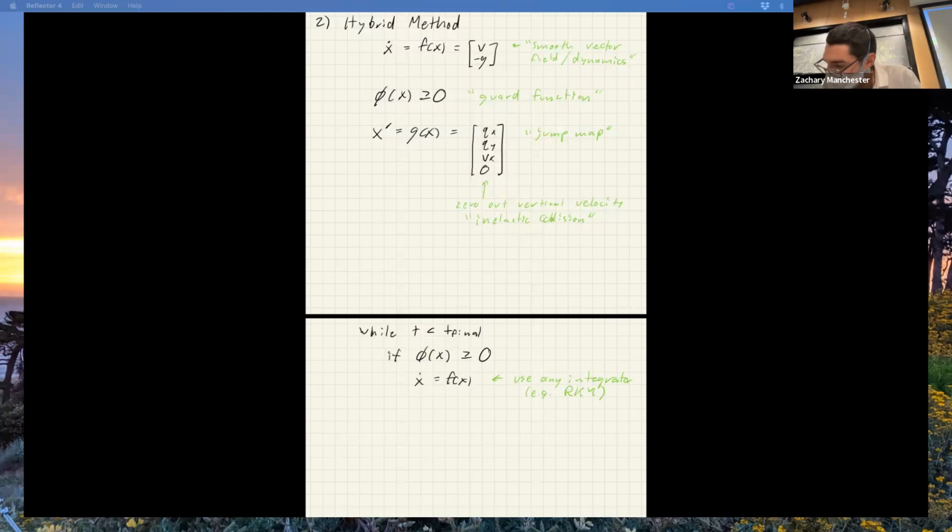Else, say you are hitting your guard condition. Now you're going to execute the jump map.